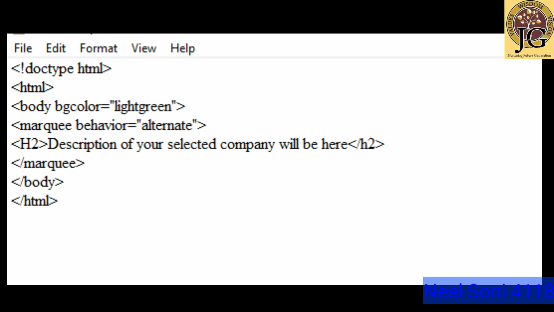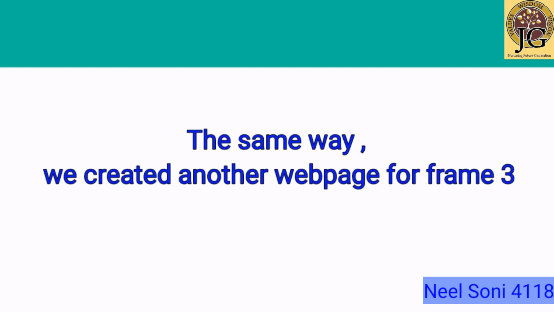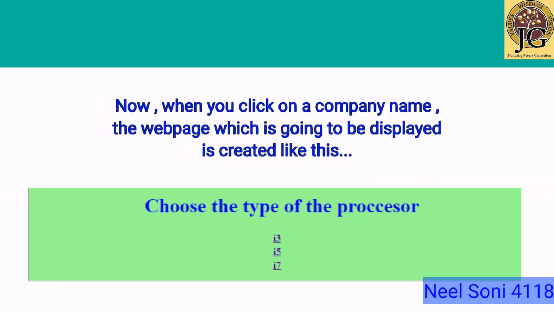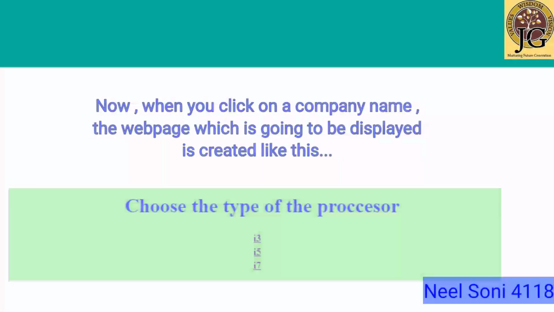In this web page, the marquee tag is used to move the text, and the attribute of the marquee tag is behavior equal to alternate. The same way, we created another web page for frame 3. Now, when you click on a company name, the web page which is going to display is created like this.